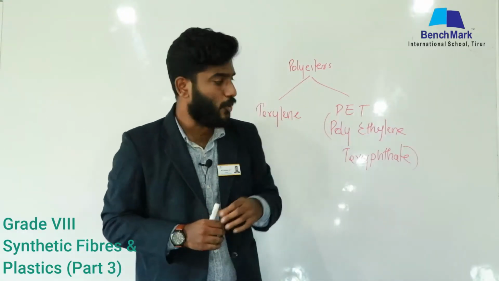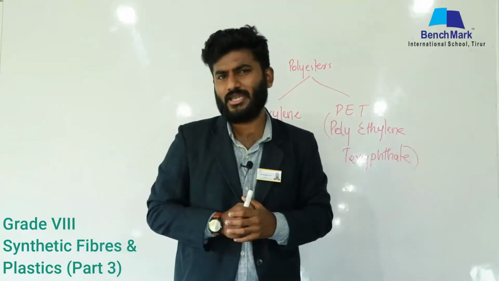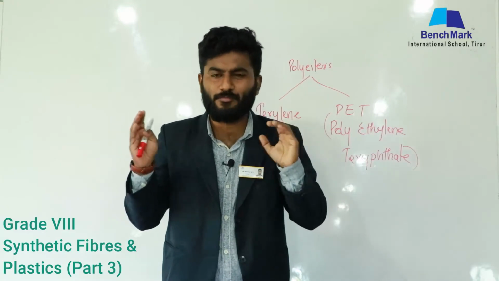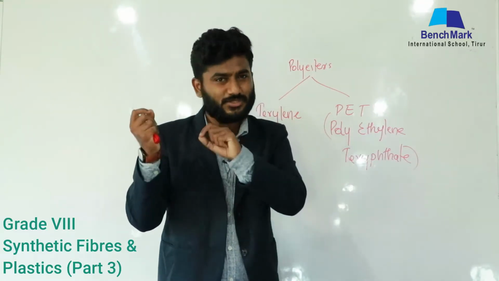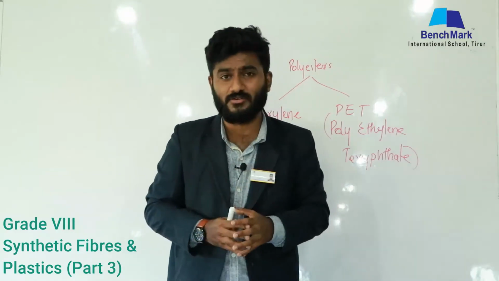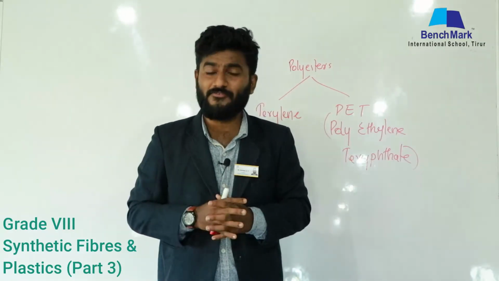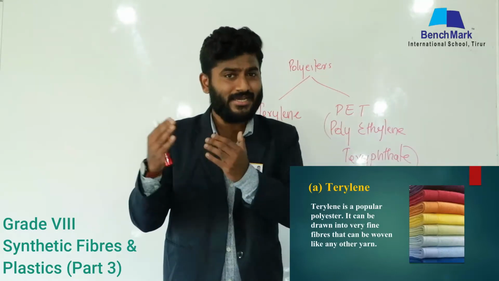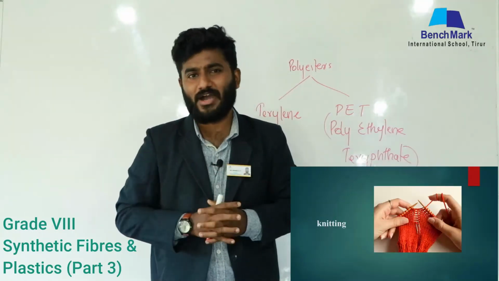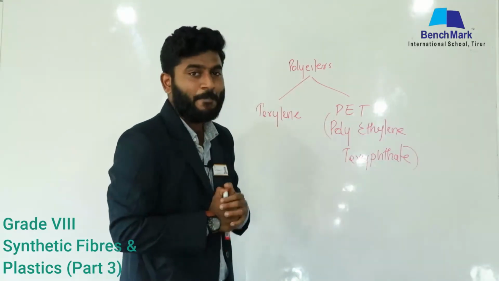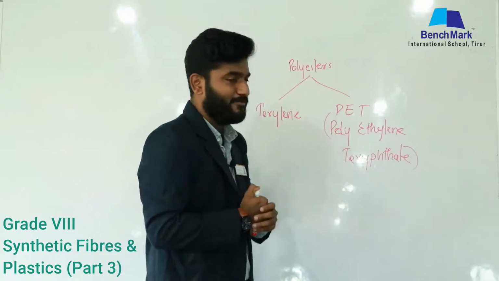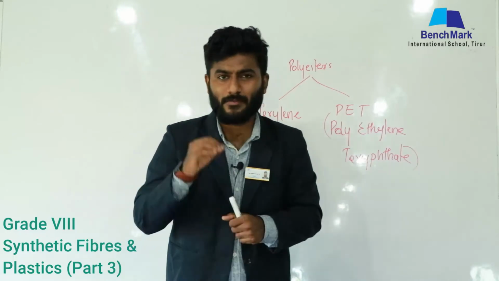Now we will discuss terylene. What is the speciality of terylene? It's a type of polyester which can be converted into different fabrics. It is used for the preparation of different fabrics such as dresses and other types of fabrics. You will find the application of terylene. And PET, polyethylene terephthalate. What is the use of PET?